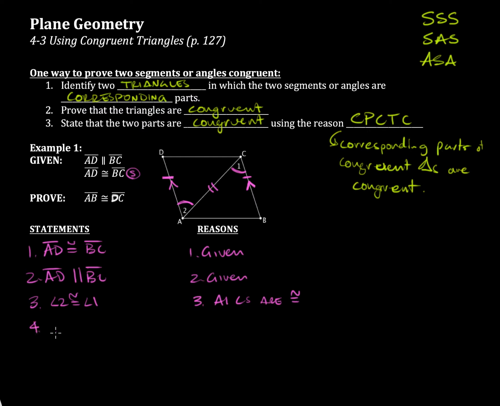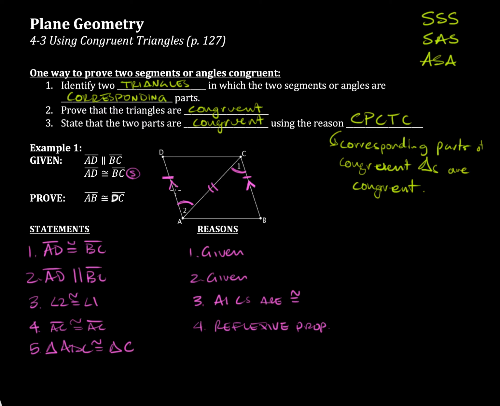And then I also know that segment AC is congruent to itself by the reflexive property. And so what that means is that triangle ADC is congruent to triangle... I got to be careful. Sometimes these pictures are a little bit hard to identify what corresponds to what. What corresponds to A? Well, A is the vertex of angle 2, which was congruent to angle 1. So A would correspond to the vertex of angle 1, which is C.